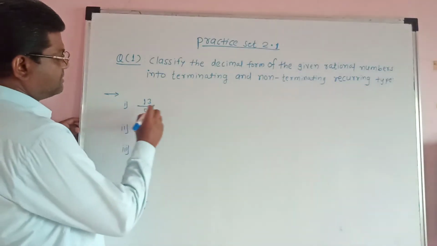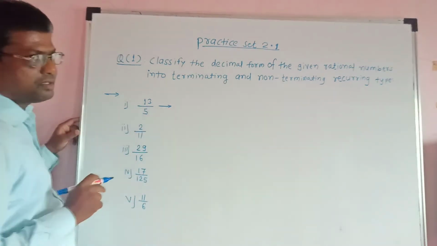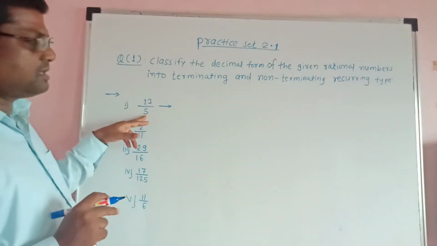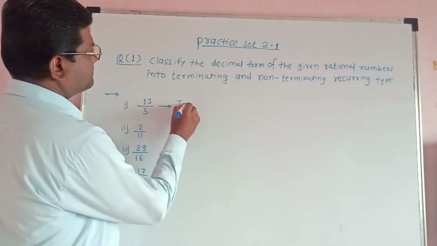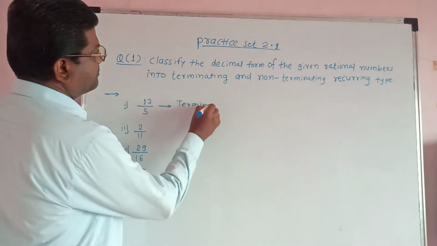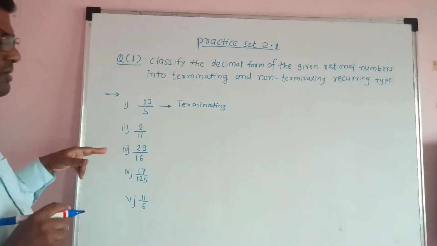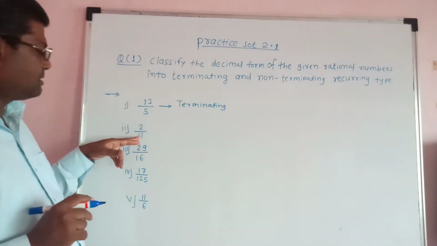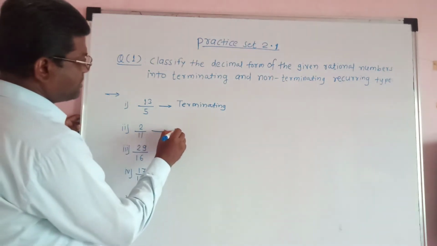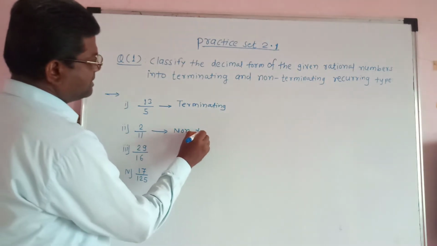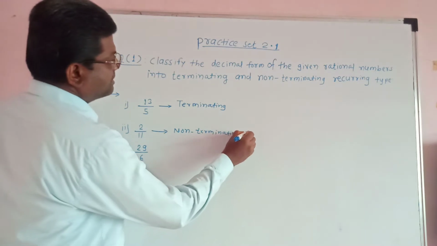Now question number 1, 13 upon 5. See, the denominator is 5. Therefore, its decimal form is terminating. Now 2 upon 11. The denominator is 11, other than 2 and 5. Therefore, its decimal form is non-terminating recurring.